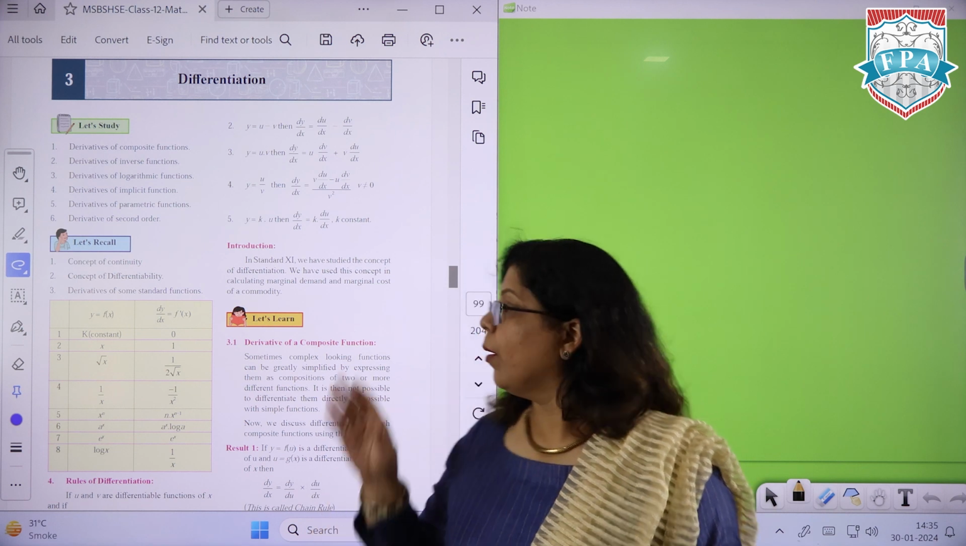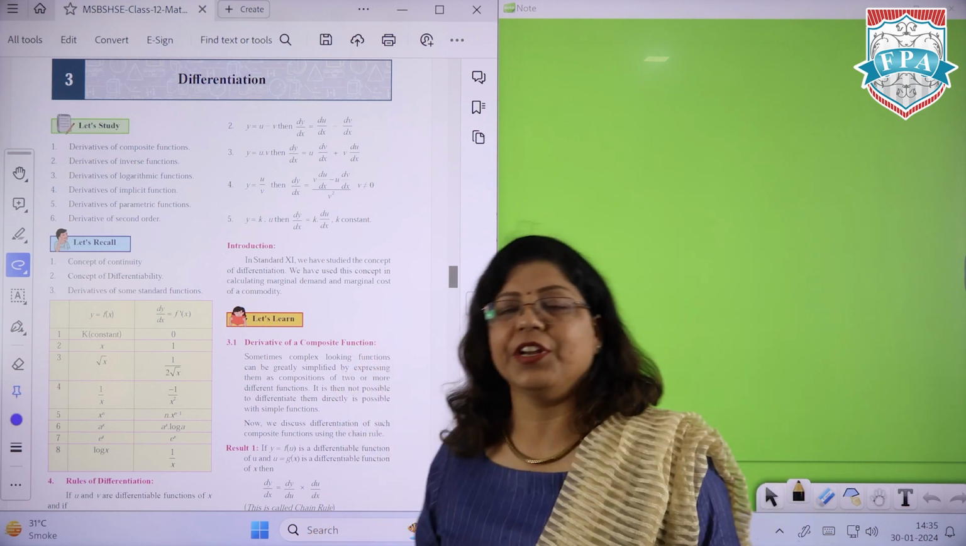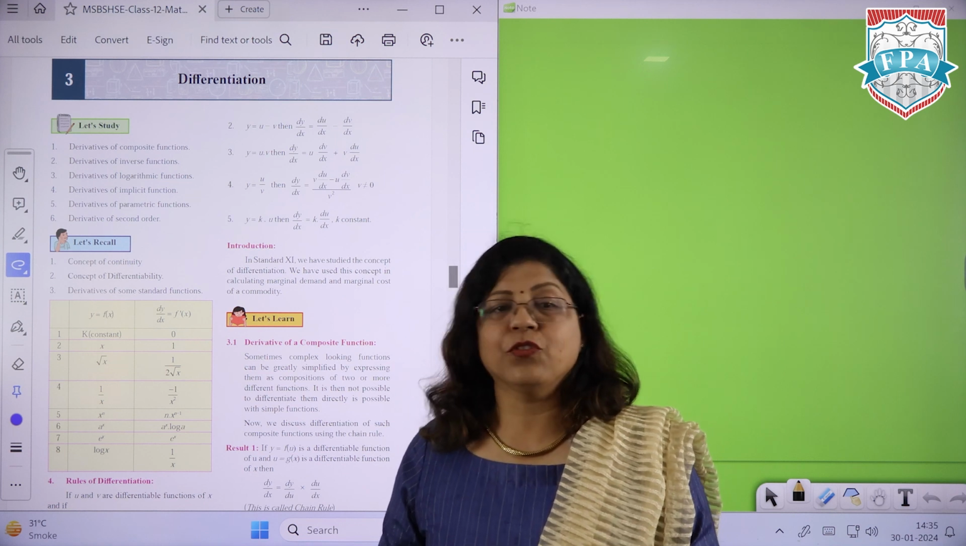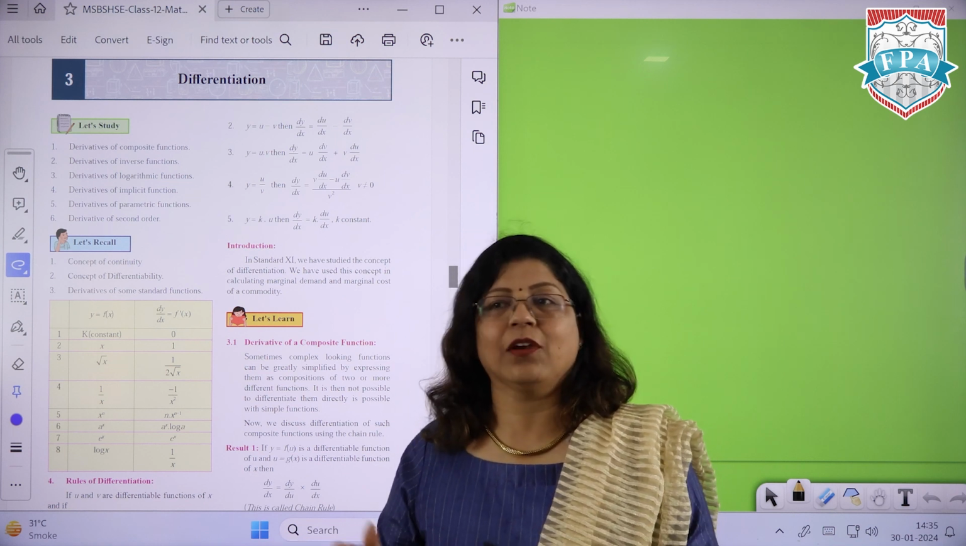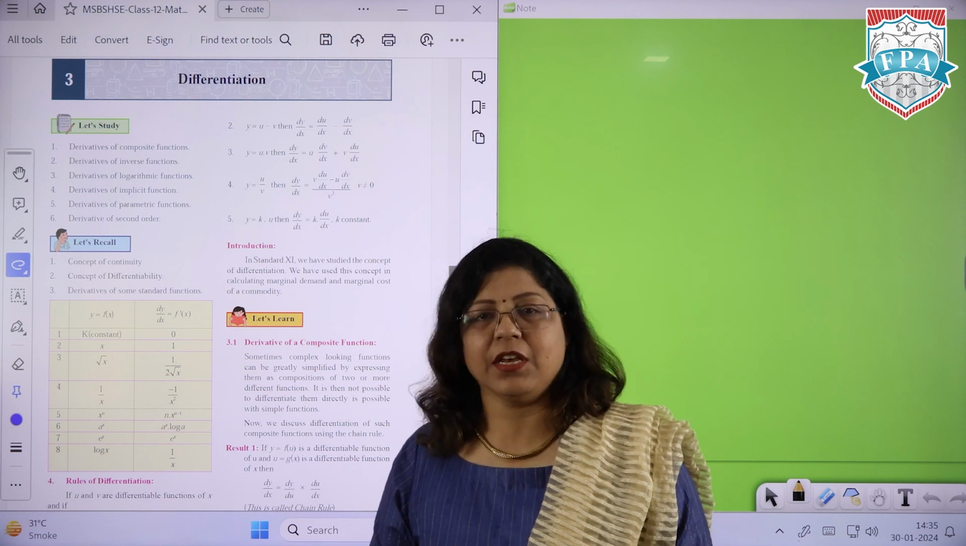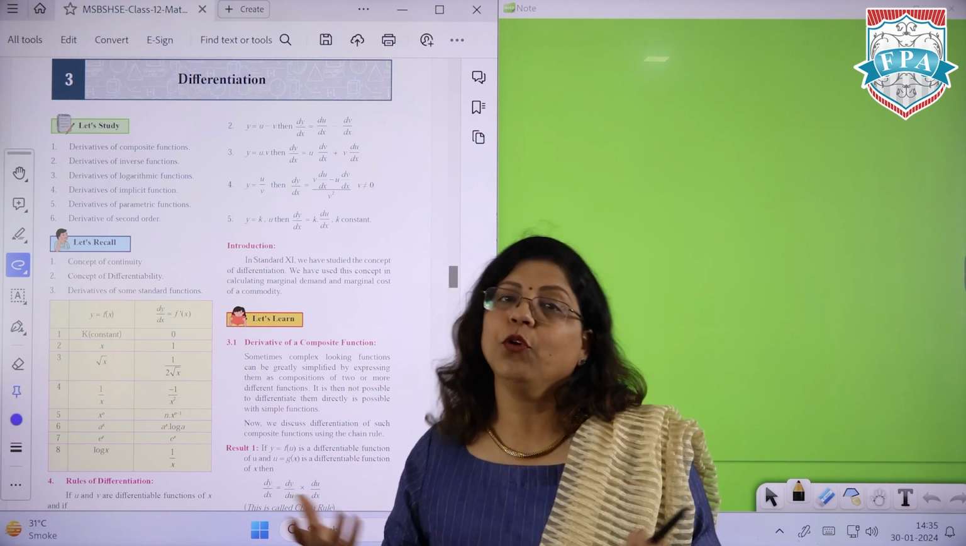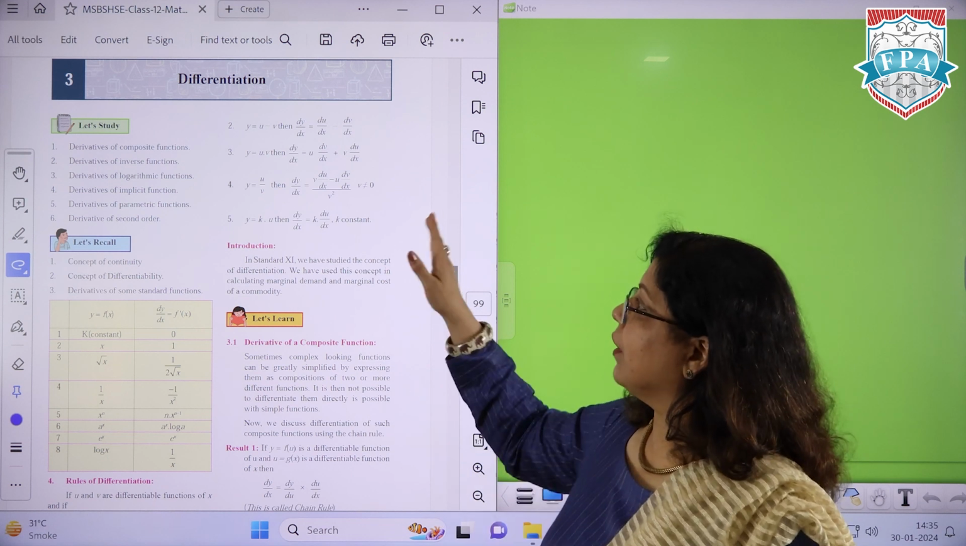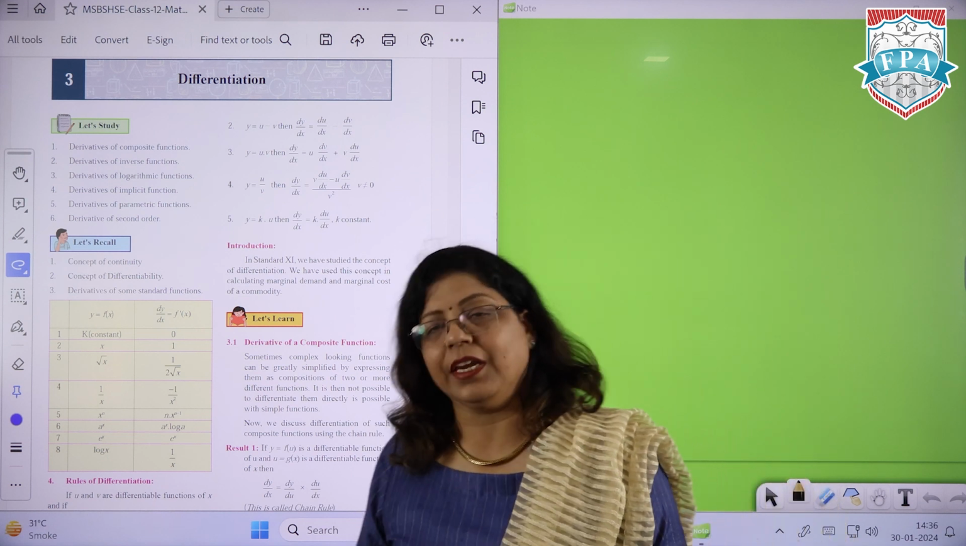And one plus point of this particular chapter is that you don't have to waste a lot of time in this, as you don't have to make a lot of tables or calculations. If the formula is there with you, if the concept is there with you, you are ready for it. So let's start today the differentiation of your 12th grade.